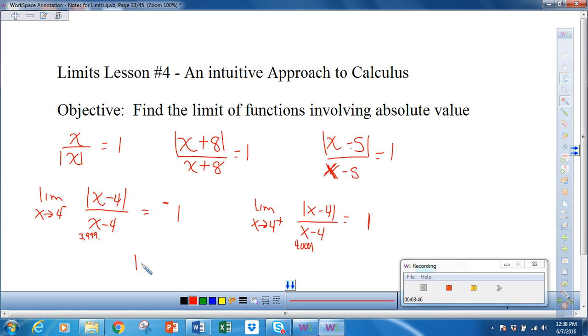Well, we can from that then say, the limit as x approaches 4 of the absolute value of x minus 4 over x minus 4, what can we say about that? That does not exist. Why? The left-hand limit doesn't equal the right-hand limit, so the limit itself does not exist. Okay? So that's basically what we're going to do. If you understand that concept, you should be able to do the next few problems.